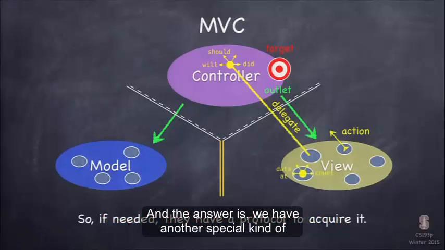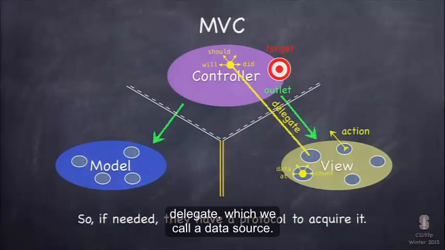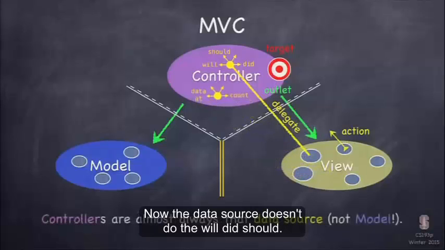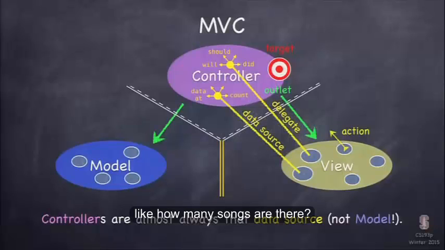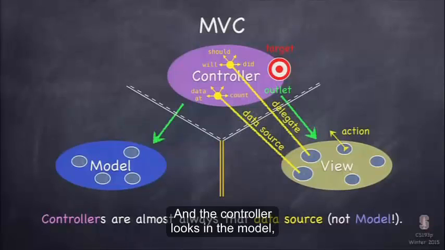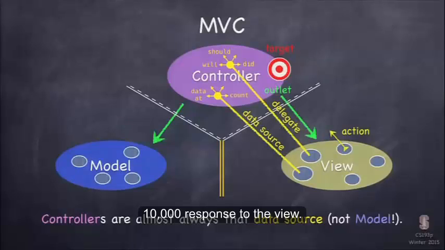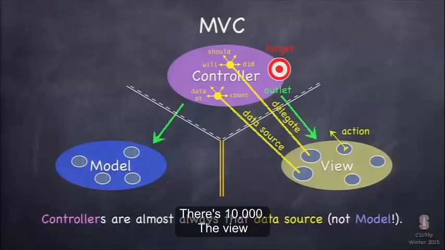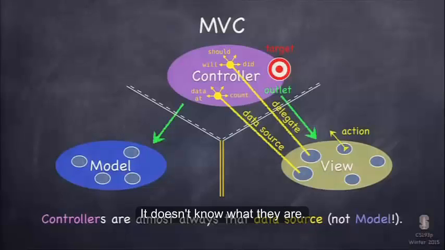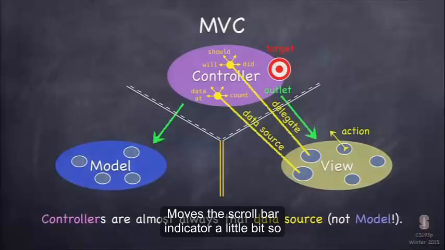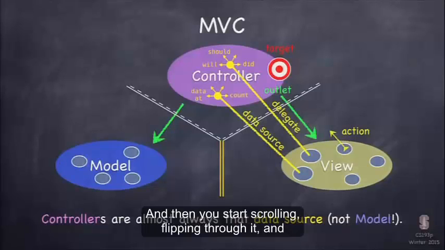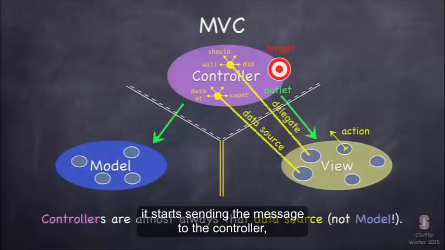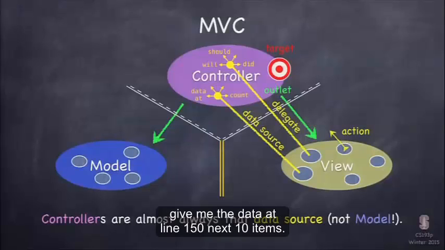And the answer is we have another special kind of delegate, which we call a data source. Now, the data source doesn't do the will, did, should. It's going to be asking questions like count, like how many songs are there? And the controller looks in the model: 10,000. Responds to the view, there's 10,000. The view makes space internally for 10,000 things. It doesn't know what they are, and moves the scroll bar indicator a little bit so that you know where it is. And then you start scrolling, flipping through it, and it starts sending the message to the controller, give me the data at line 150, next 10 items.